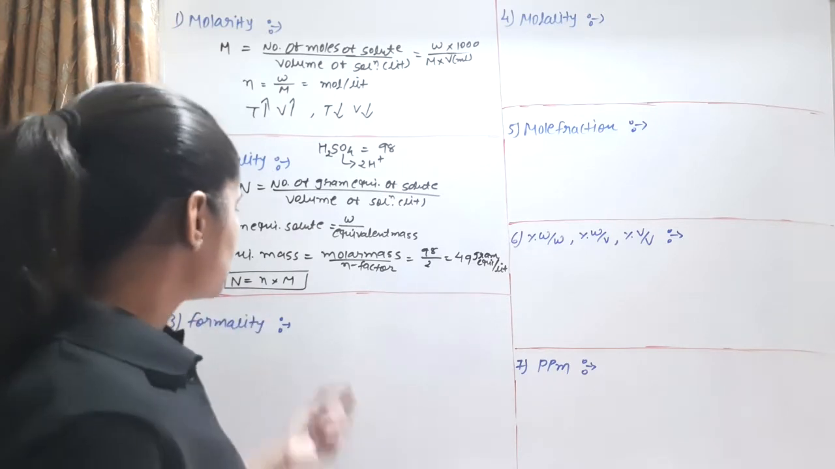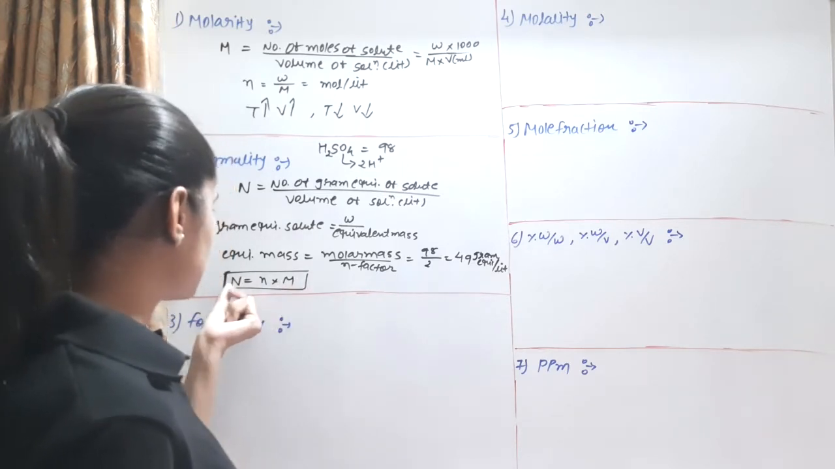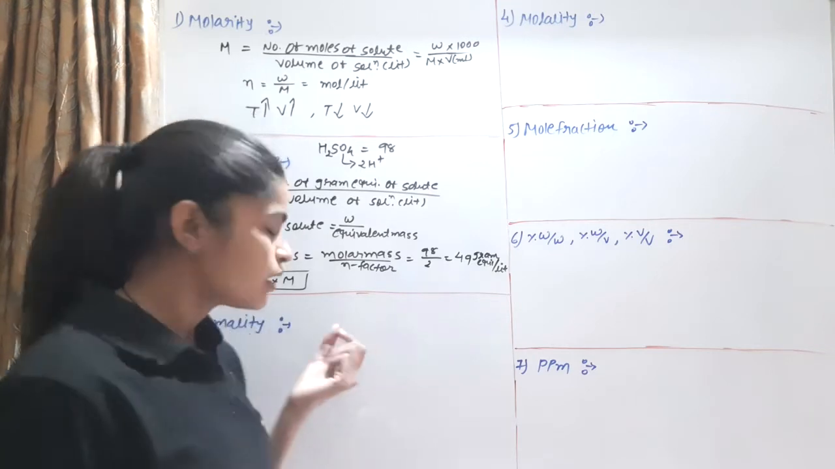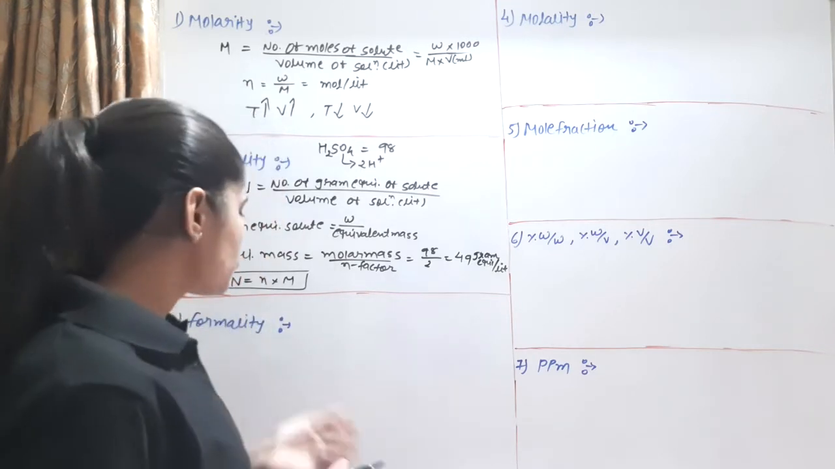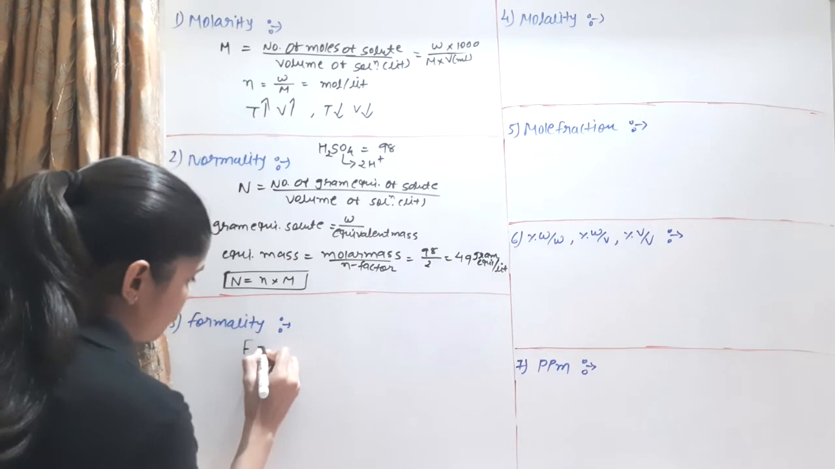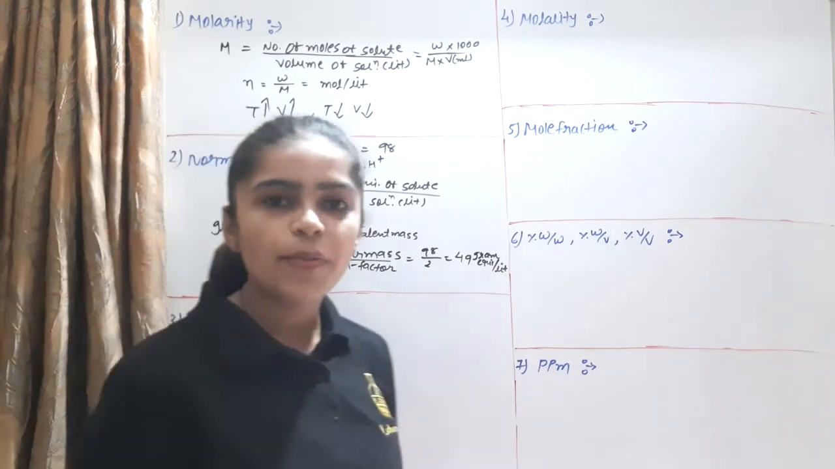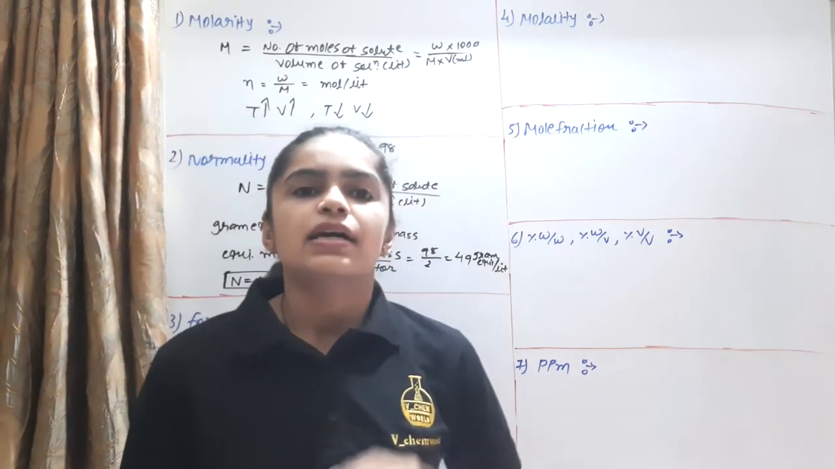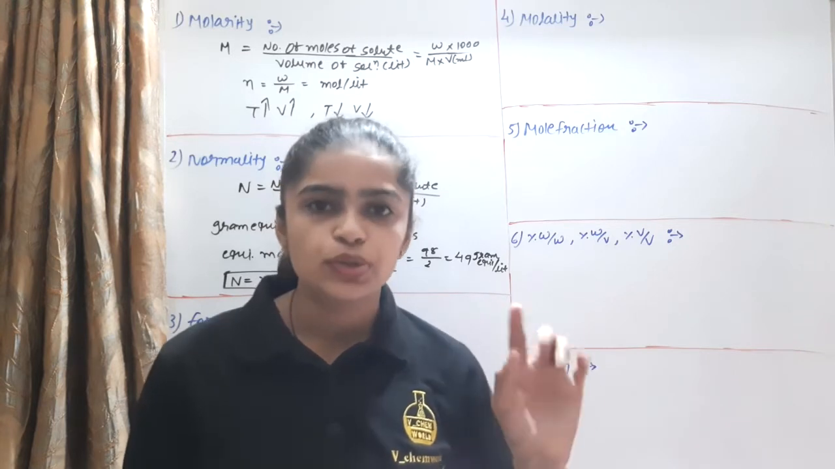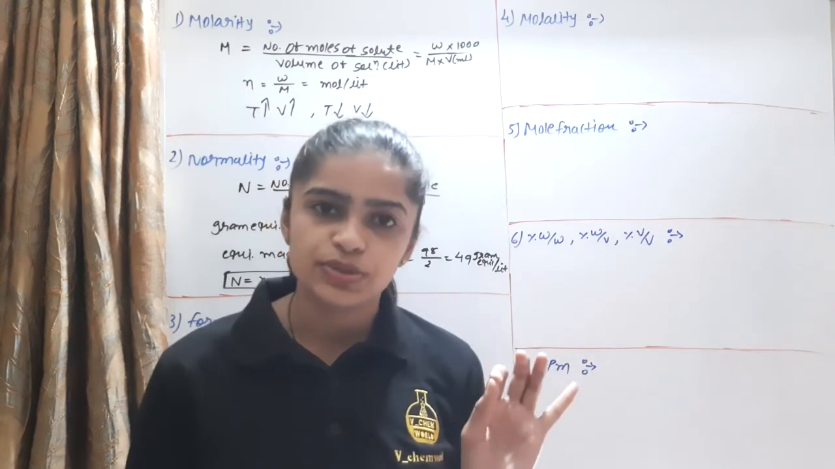This is the relationship between the molarity and normality. Third is the formality. Formality is denoted by the F. What is the meaning of the formality? Formality is the number of gram formula mole of solute dissolved per liter of solution.